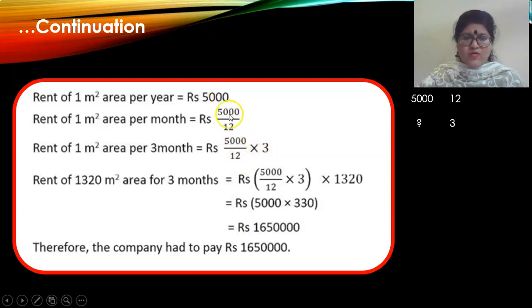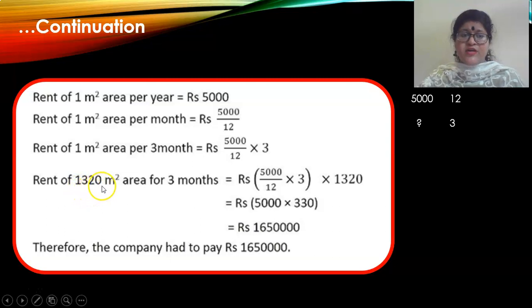So you can omit these two steps. You can directly write this. You can mention this before this step. So this is the amount that you have to pay for 1 meter square of area for 3 months. But then what is the answer? It is how many meters square? It is 1320 meters square.